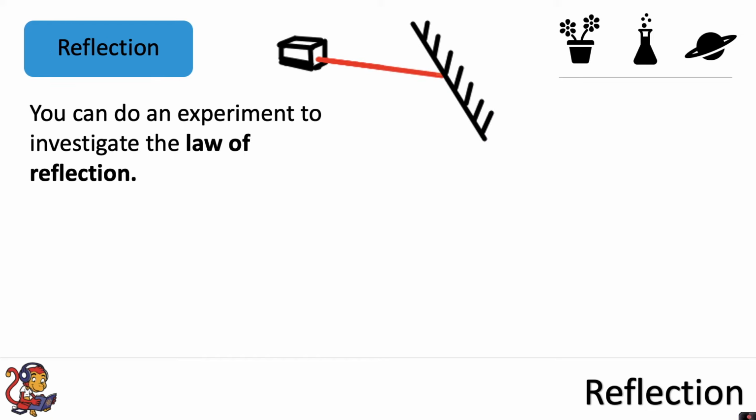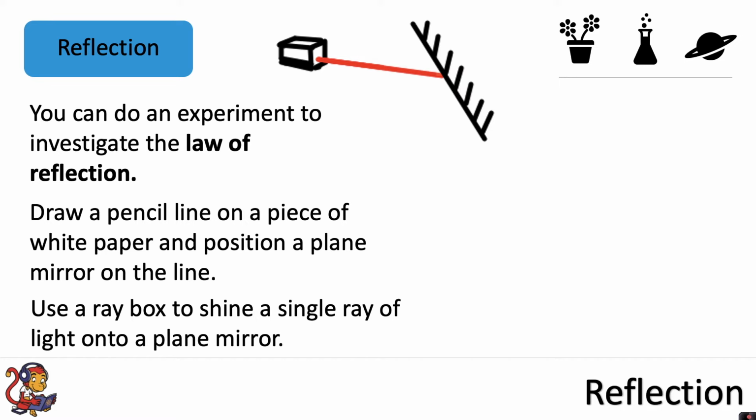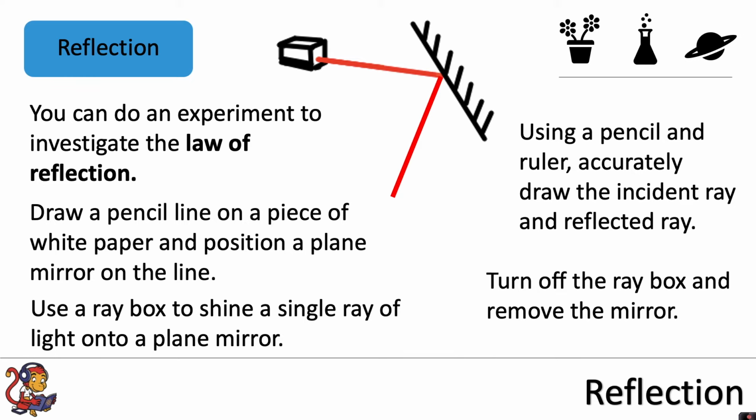You can do an experiment to investigate the law of reflection. You draw a pencil line on a piece of paper and position a plane mirror, which is a flat mirror, on the line. Use a ray box to shine a single ray of light onto the plane mirror, as you can see in the diagram. Using a pencil and ruler, accurately draw the incident ray and the reflected ray. Turn off the ray box and remove the mirror.